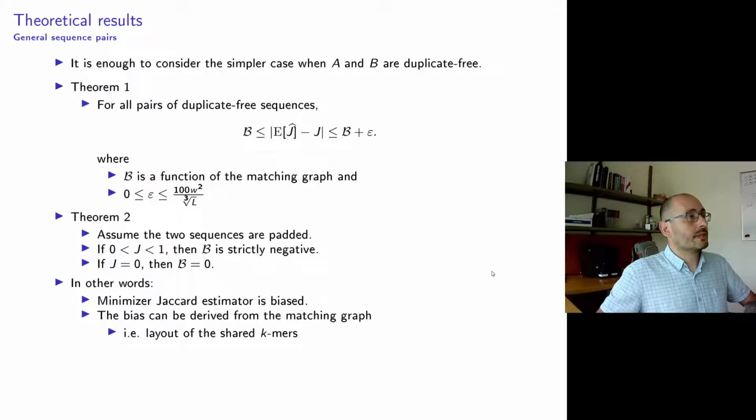Now I'm ready to present the theoretical results. First, we make a key observation. It is enough to consider the simpler case when A and B are duplicate free.